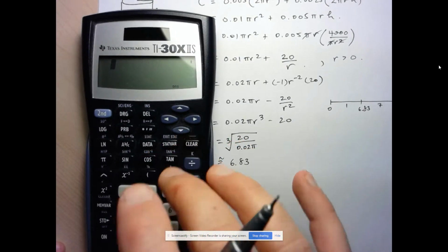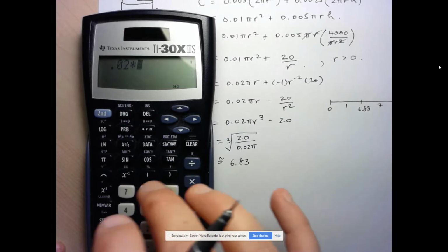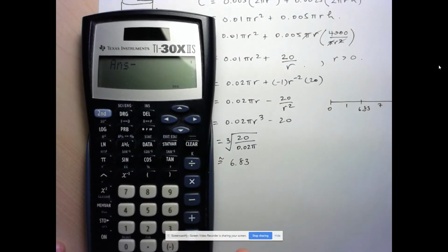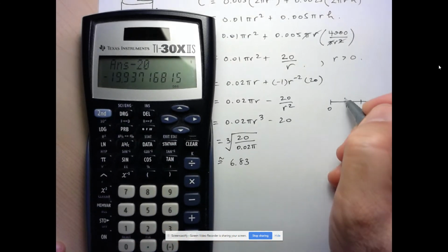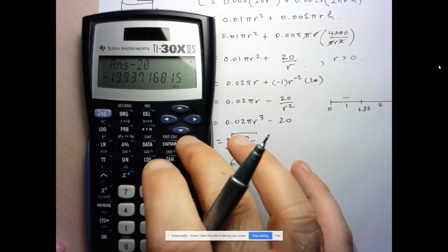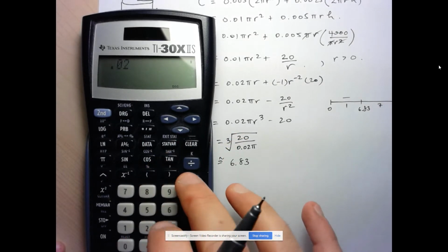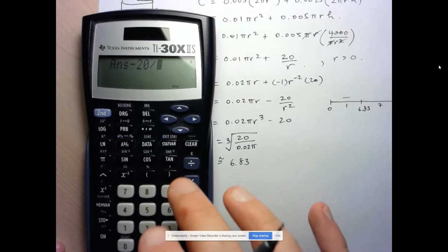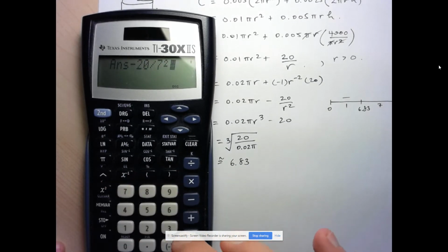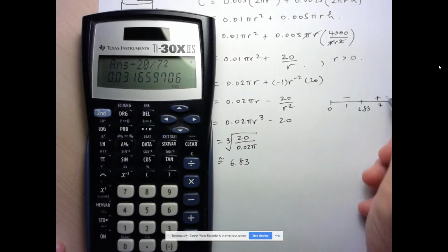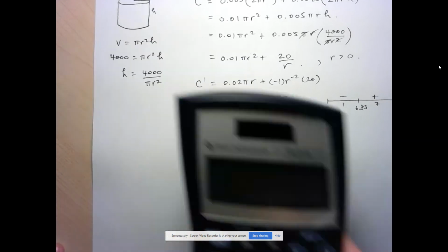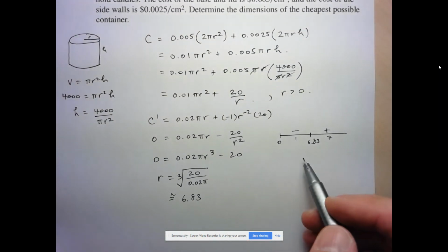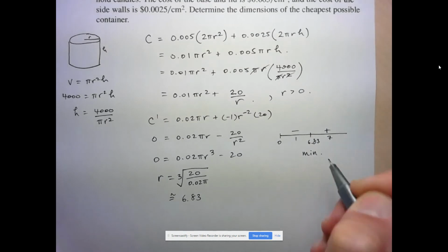Oops, I just realized, made a little mistake there. Let's try again. 0.02 times pi, and we're subtracting 20 over 1 squared. So subtract 20, and we get a negative value as we were hoping to get. And now let's do that with 7. 0.02 times pi times 7. All right, and let's subtract 20 divided by 7 squared, okay, 49, and that gives us a positive value.